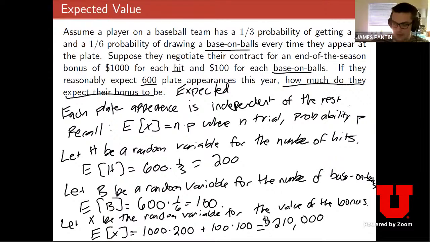But yeah, somebody asks if this is taking that 600 into account. Yeah. The way to figure out this problem is you're just looking at the expected number of hits and base on balls based on the 600 appearances. And we note that this works because the appearances are independent of each other. The probability of getting a hit doesn't change over time. It's independent of what happened during the last appearance. And that's why we can make this calculation.